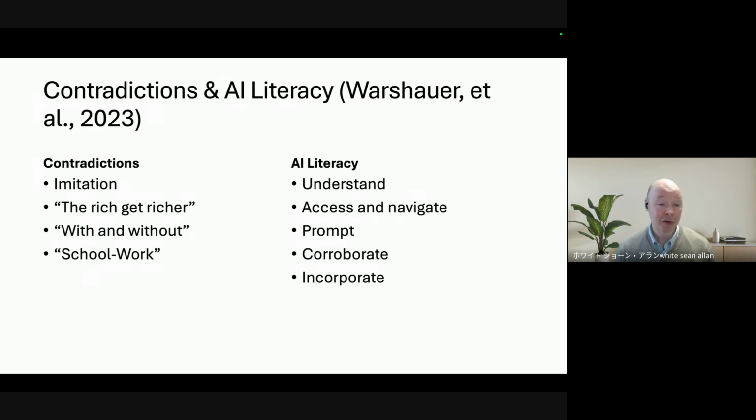And then finally, school and work. So at work, ultimately, people will be using this technology for their careers, but in school, we tend to try to avoid that, and I think for good reason, but they do point out it is a contradiction, right? So they argue for AI literacy through understanding how the technology works, by accessing a variety of different tools and learning how to use them through prompting, but also being aware of the need to corroborate the output of AI, and then to be able to incorporate it in effective ways.